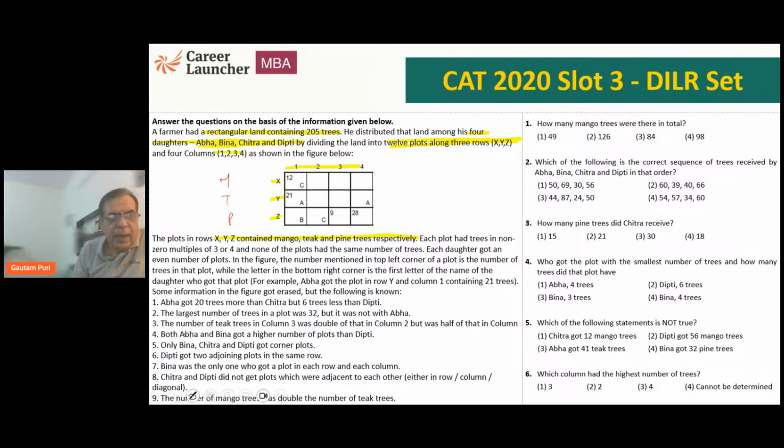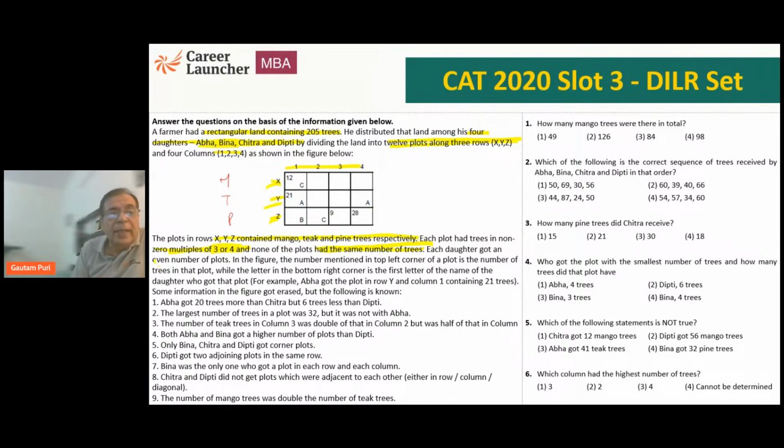Okay, and what does it say then? Each plot had trees in non-zero multiples of 3 or 4. None of the plots had same number of trees. So far, easy to understand. Mango, teak, and pine trees. Each plot has got number of trees in the multiples of either 3 or 4. So you cannot have 5 trees on any plot. Why? Because it is neither a multiple of 3 nor 4. So we need a multiple of 3 or 4. And none of the plots had same number of trees.